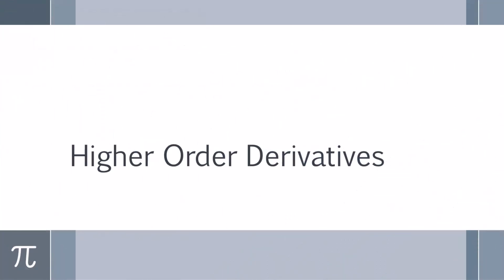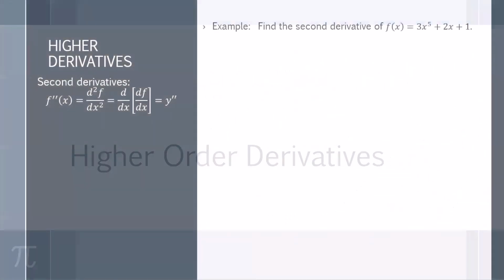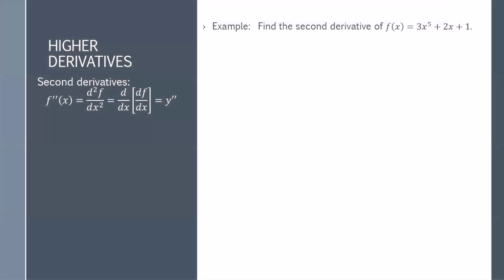Higher order derivatives. Second derivatives are derivatives of derivatives. We denote these by f double prime, or d2f dx squared, or d by dx of df dx, or y double prime.